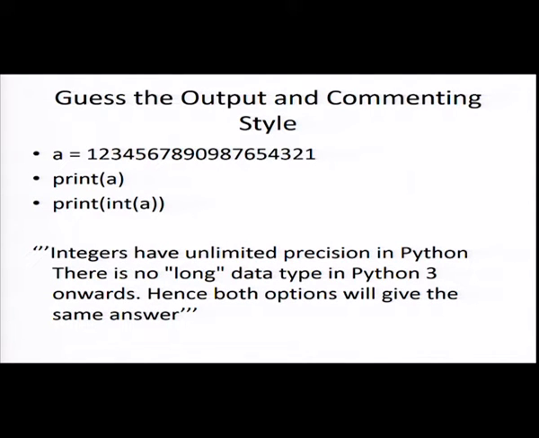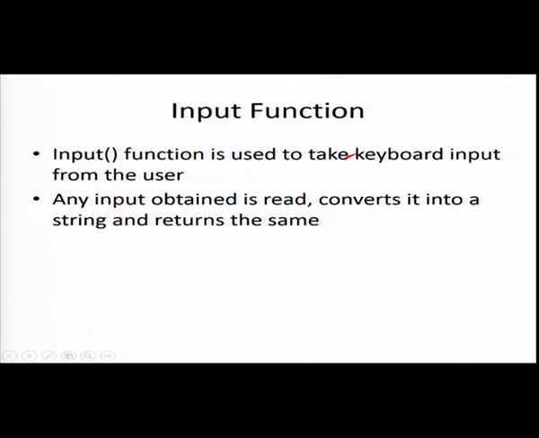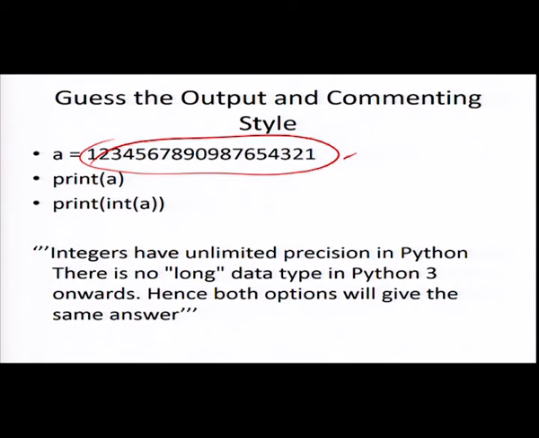So this is how you do commenting in Python. Now again there is one other code snippet. You try to guess the output and let us see the commenting style involved in it. Here you have a variable called a, it stores a value 1 2 3 4 5 6 7 8 9 0 9 8 7 6 5 4 3 2 1. My God, it is a huge number, it is an integer. But in other languages you have a data type called long, whereas here you have integer.